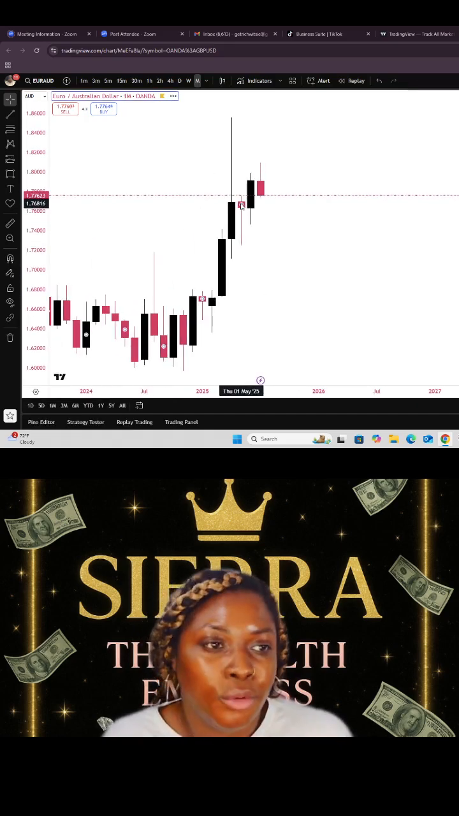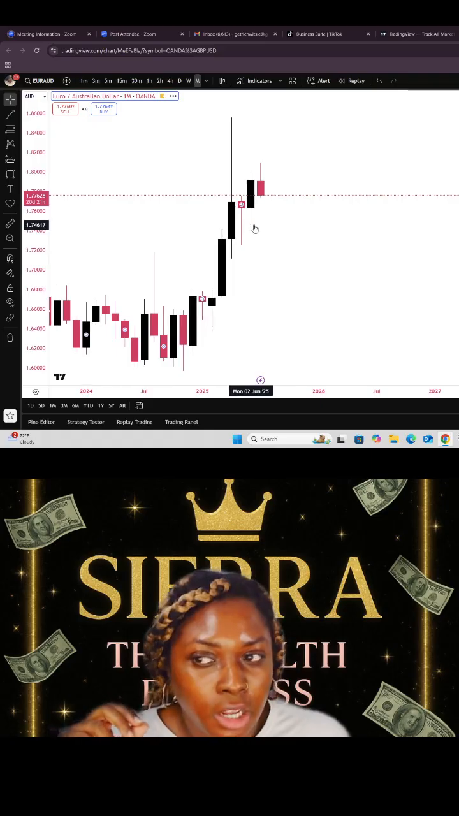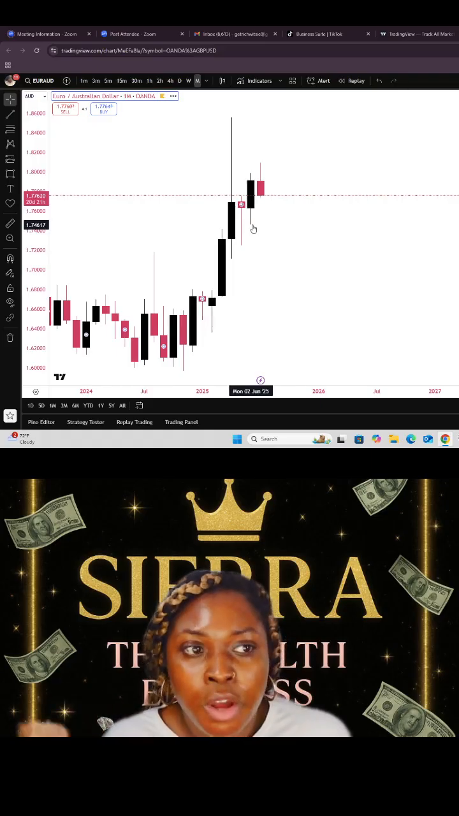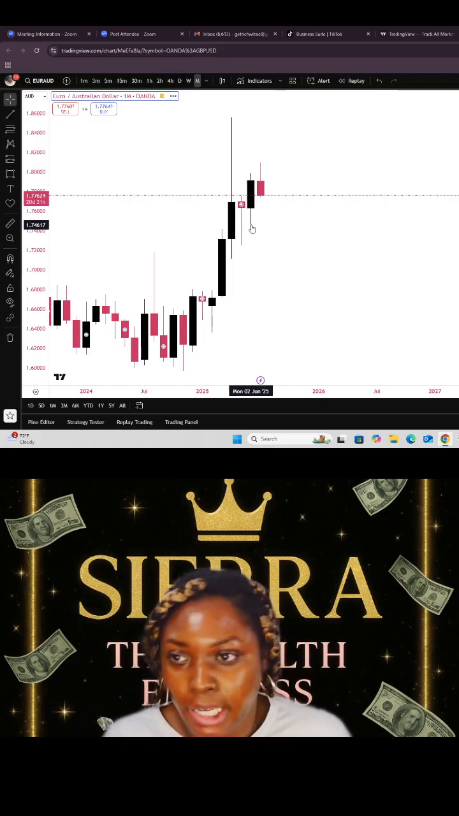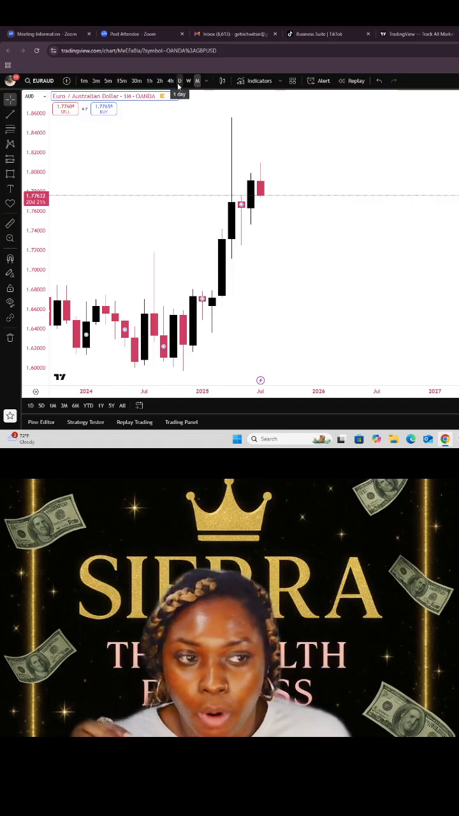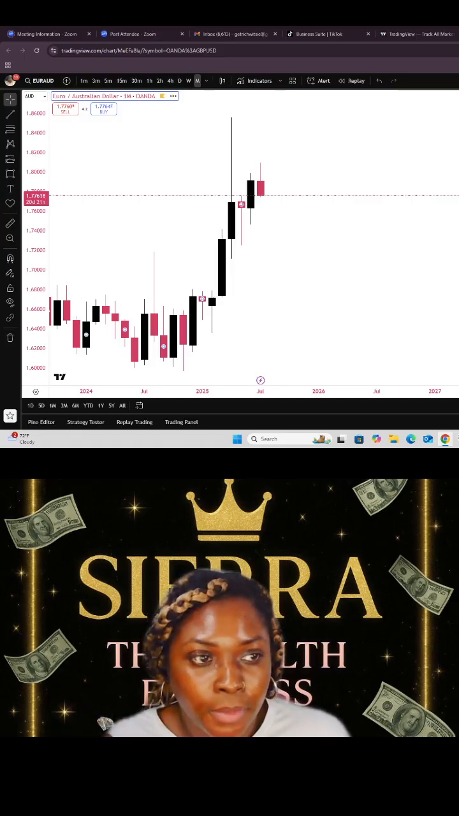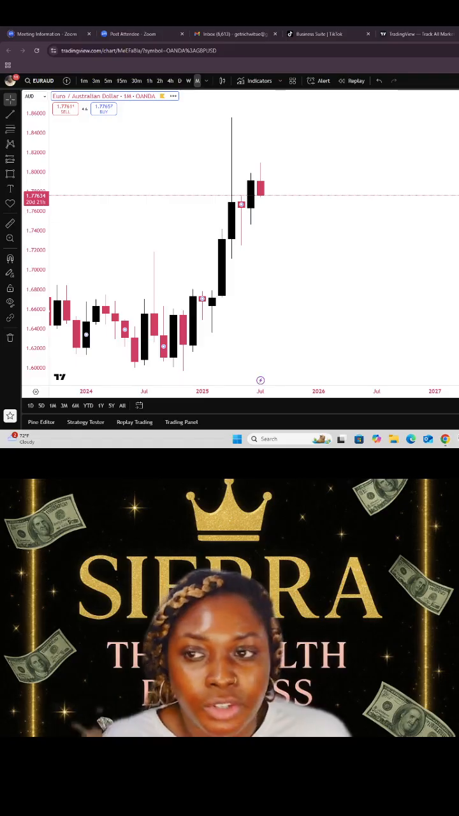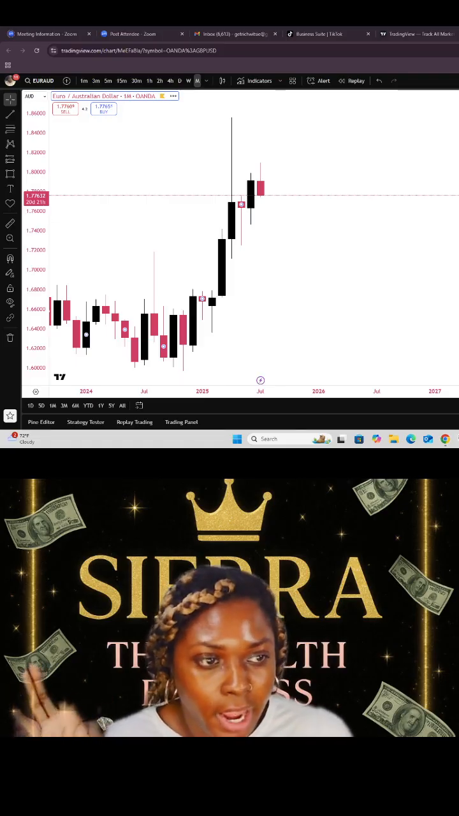So you can use this strategy on a monthly candle, a weekly candle, or a daily candle. I don't suggest going any lower than the daily time frame. Okay. You can actually use this on NAS, SPX, US 30, and currency pairs.